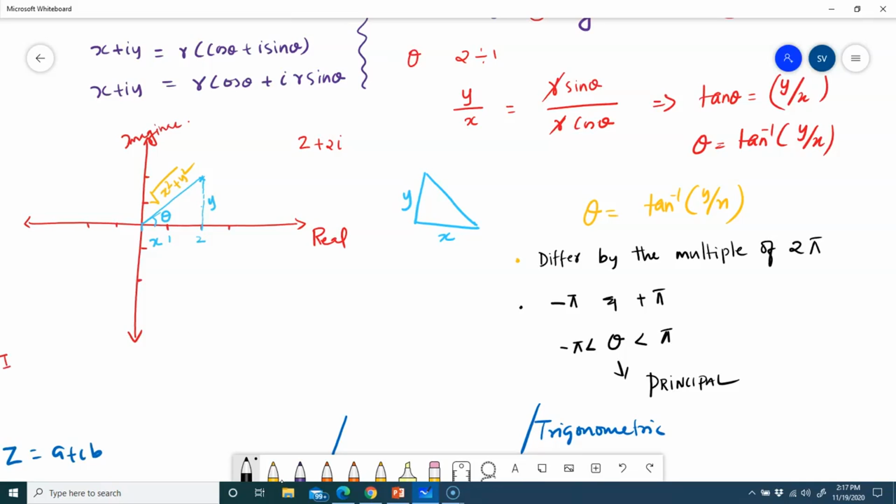And how can we express that? The amplitude of the complex number x plus iy can be written as tan inverse of y by x. Amplitude means the angle made by the complex number in the complex plane. So the amplitude of the given complex number will be the tan inverse of the quotient of the imaginary and real parts of the given complex number. So that is actually the very basic.